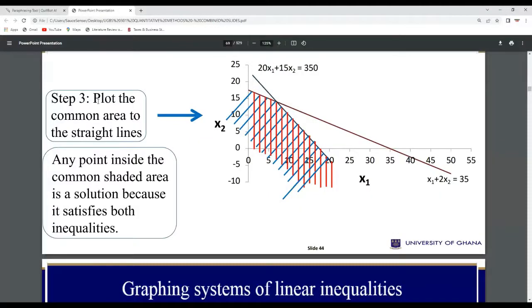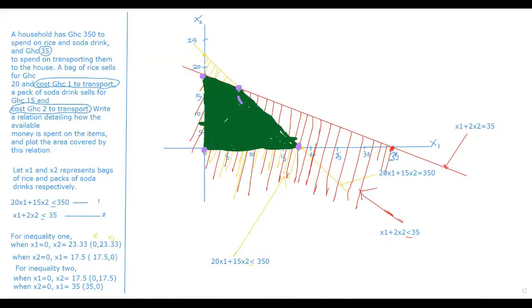So they are saying any point inside the common shaded area is a solution because it satisfies both inequalities. So this point satisfies these two inequalities. So in this shaded region, the green area, you are going to find our optimum solution. All right.